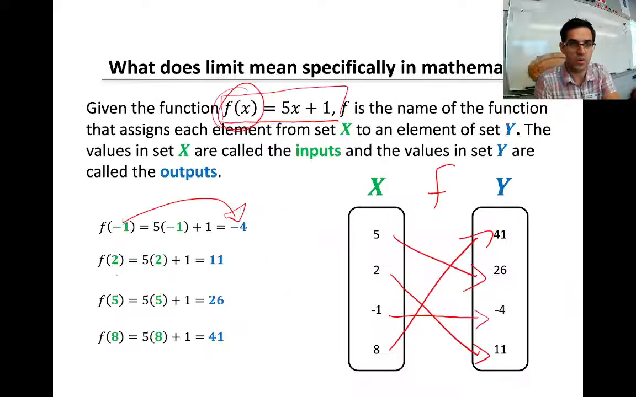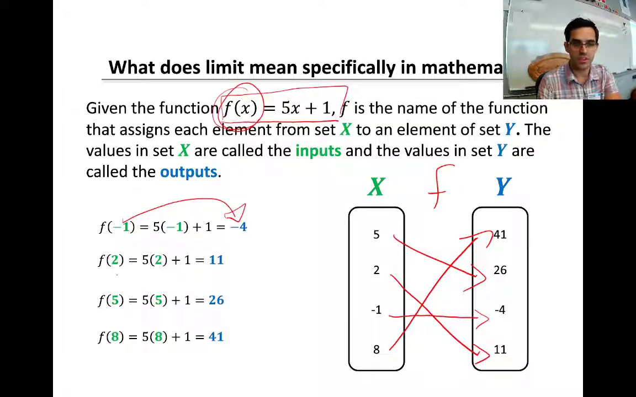We'll unpack that more as we go. All right, so given a definition for a function, we're going to say f of x is equal to 5x plus 1, for example. f is the name of this function, and x is the input. We're going to multiply it by 5 and add 1. Whatever that numerical answer is will be the output, or our y value.